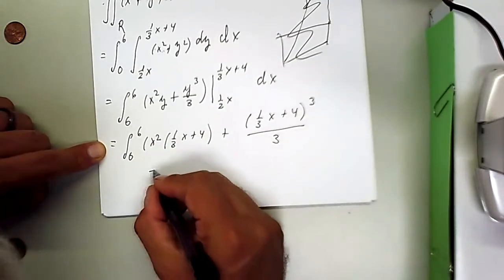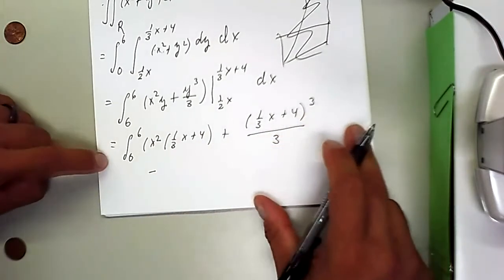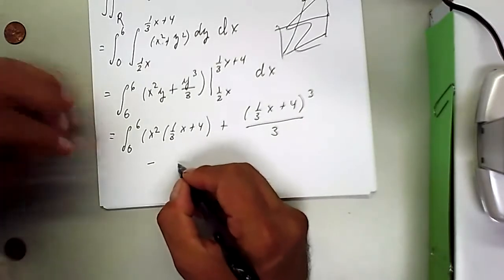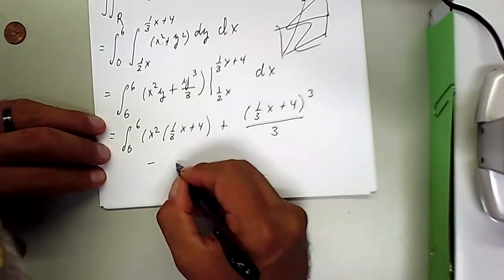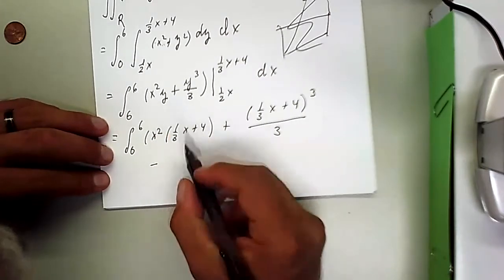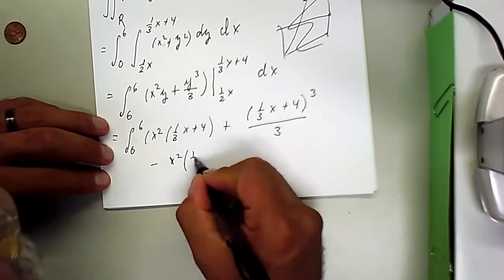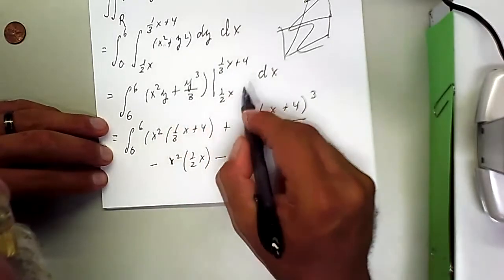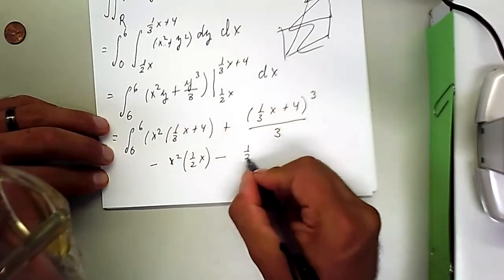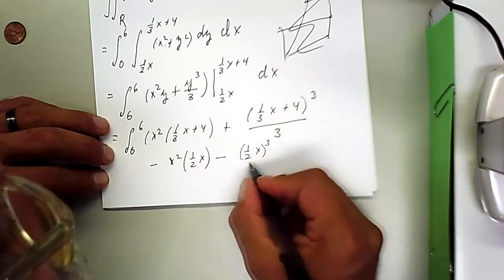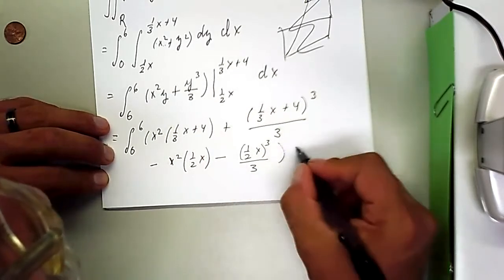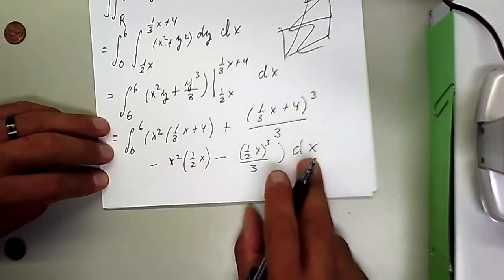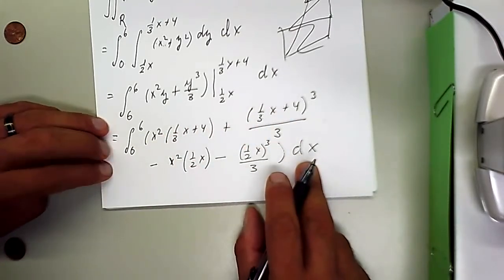And then we're going to subtract. This is getting long enough that I need to use a second line for this computation. We're going to subtract x squared times half x, and then we also have to subtract (half x) cubed over 3, close the parenthesis. And then what I'm going to do is simplify this before we evaluate this integral.